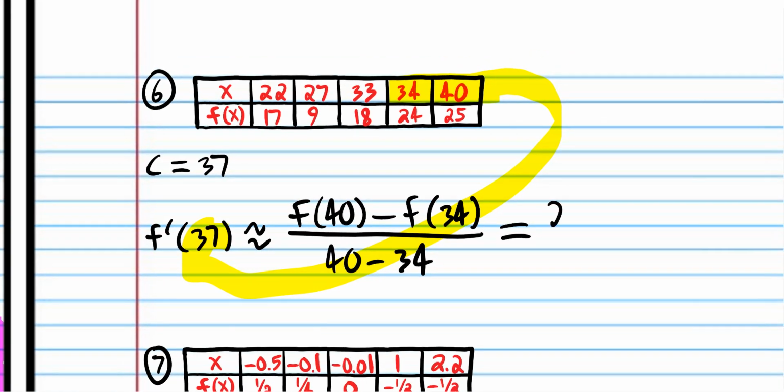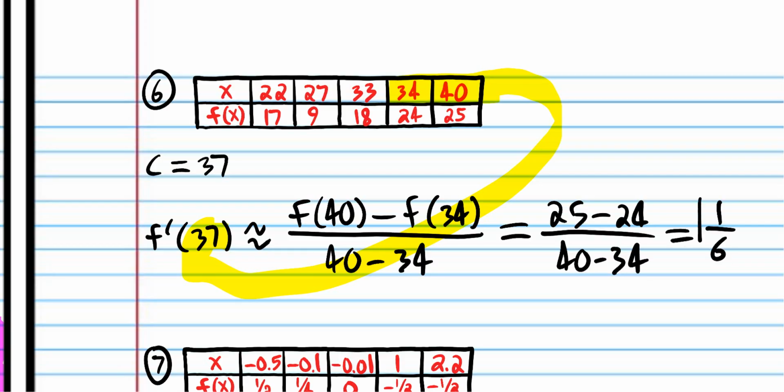So f of 40 is 25, f of 34 is 24, and we have 40 minus 34, so we have 1 over 6.